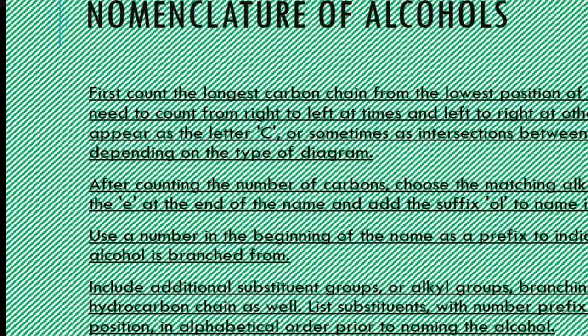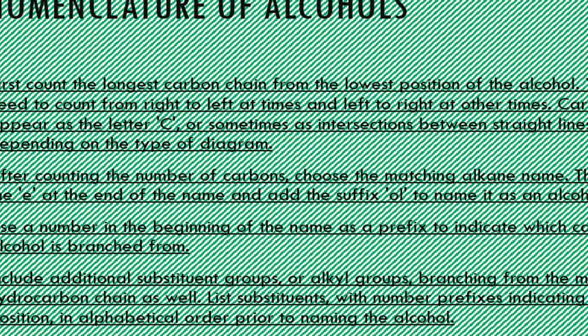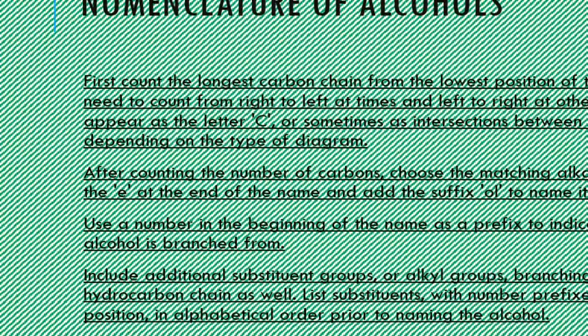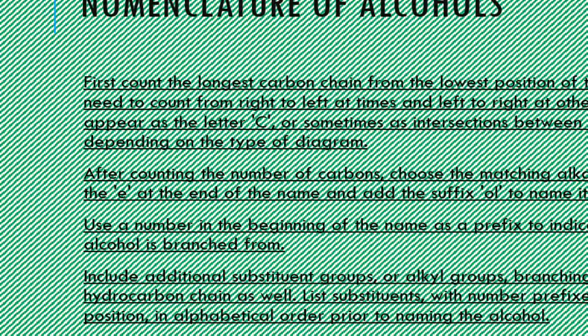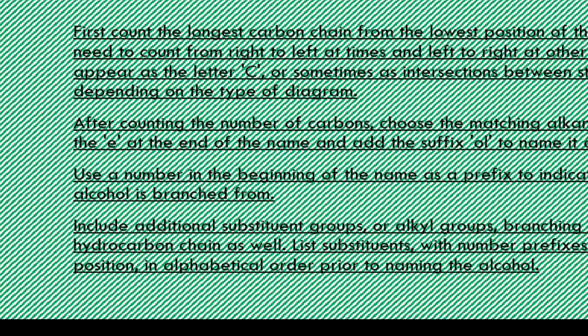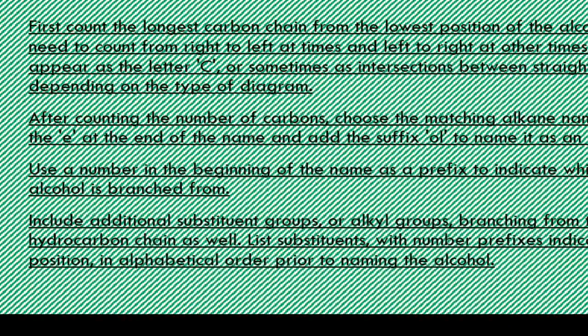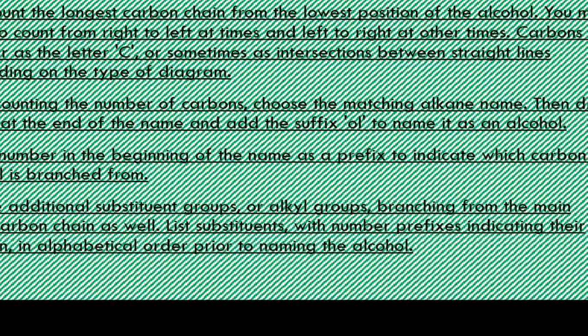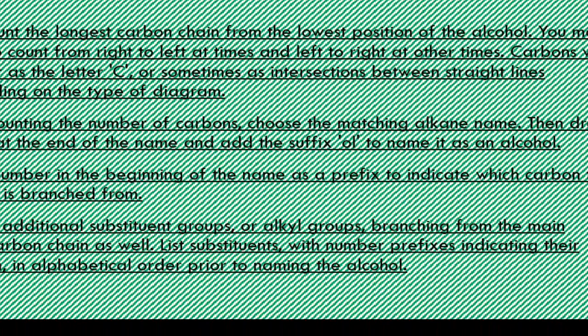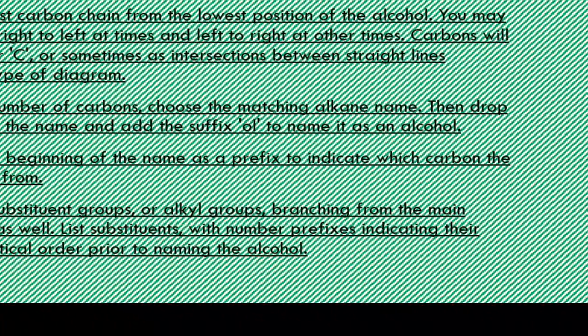Carbons will appear as the capital C or sometimes as intersections between the straight lines, depending upon the diagram. Say bond line diagrams are there, or the complete structures are there, or the condensed structures are there. That is how it is to be understood. After counting the number of the carbons, choose the matching alkane name. Say one carbon atom is there, so the name will be methane, 2 means ethane, and so on and so forth.